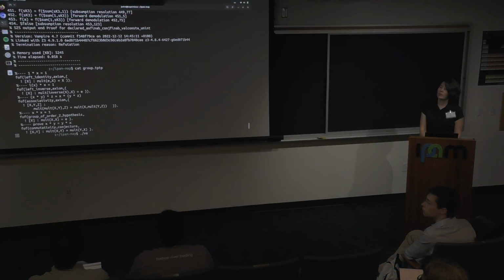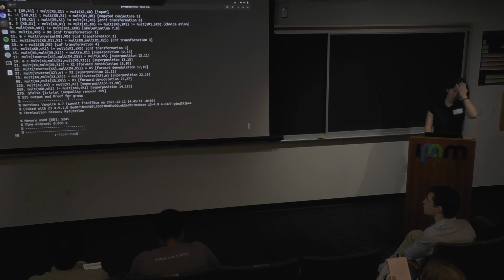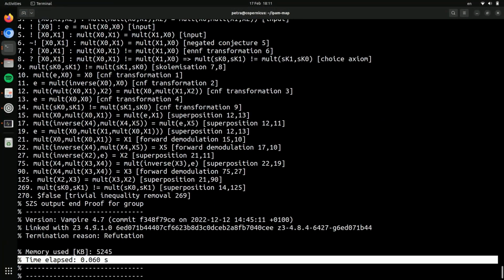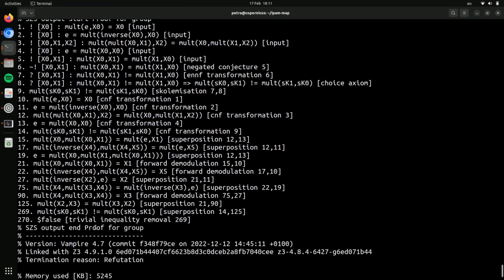This is the language that Vampire accepts? Yes, Vampire accepts also other languages, but this is one of them. This is called the TPTP language. So we can run Vampire on this problem, and we see that it very quickly, in well under 1 second, solves the problem and produces this proof.